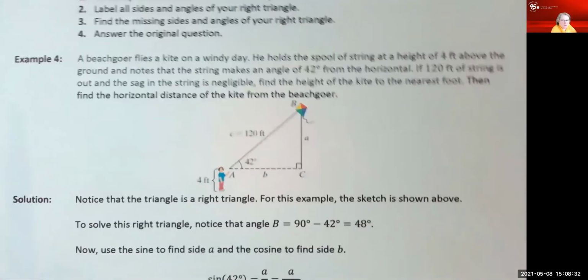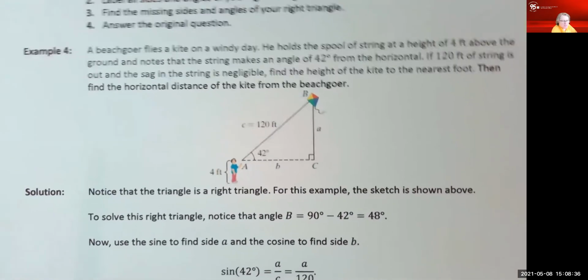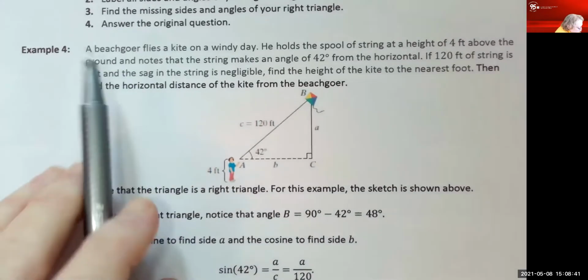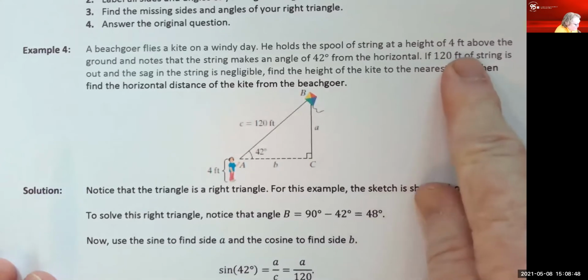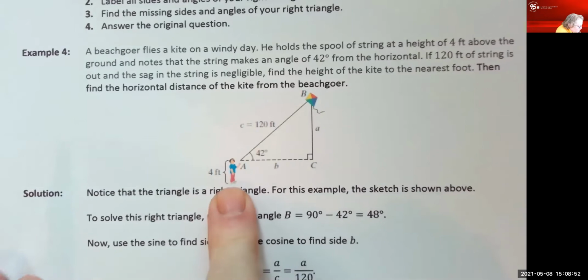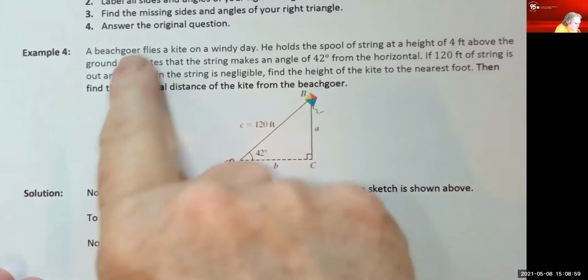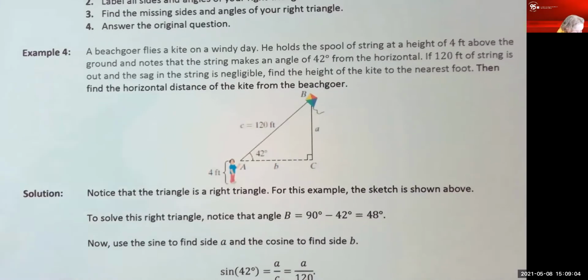This first one I've worked out for you, but we're still going to go through it. But this solution is worked out in your notes, so all you need to do right now is pay attention. A beachgoer flies a kite on a windy day. He holds the spool of thread at a height of 4 feet above the ground, because that is the height of the child. And he notes that the string makes an angle, because this is a very sharp kid. The string makes an angle of 42 degrees with the horizontal.